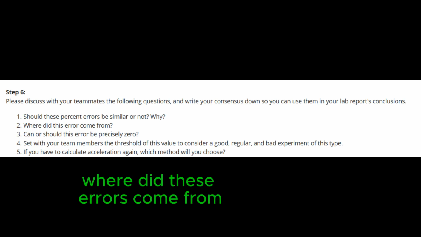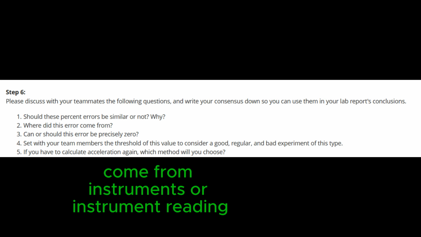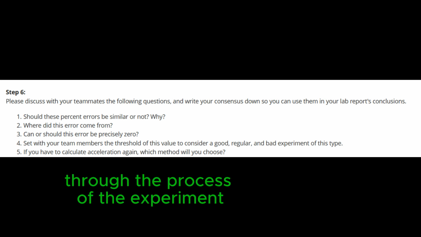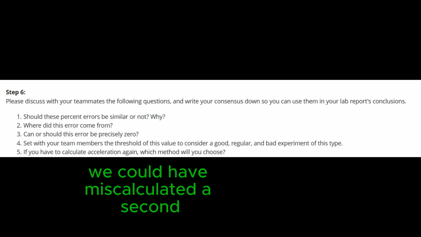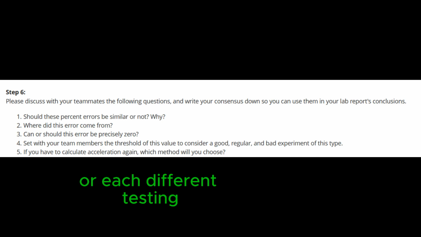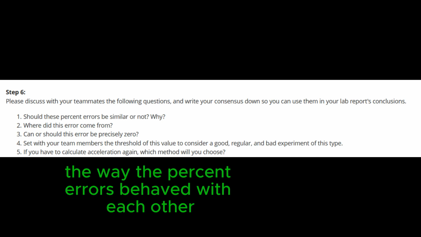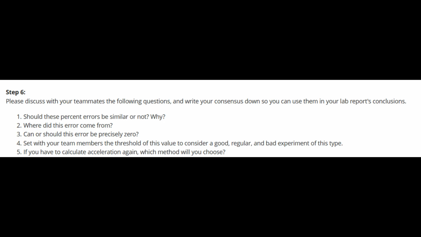Where did these errors come from? These errors could have potentially come from instruments or instrument reading. Through the process of the experiment, we could have miscalculated a second throughout each different instrument or each different testing, and that alone could have increased or decreased the way the percent errors behaved with each other.